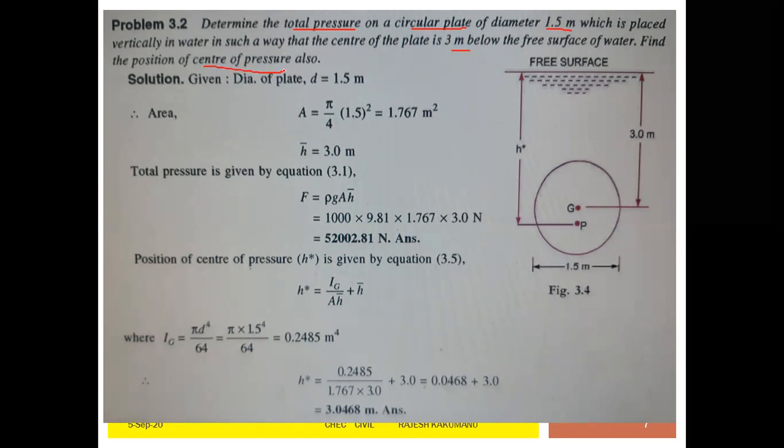So we have to find the center of pressure, and at the same time the total pressure also. Now draw a line for the water surface, water. The circular object is 3 meters below the free surface, 3 meters below the free surface.